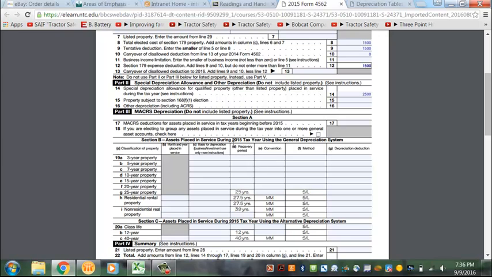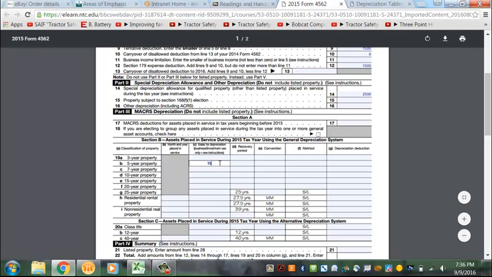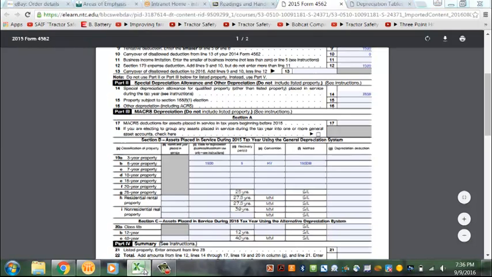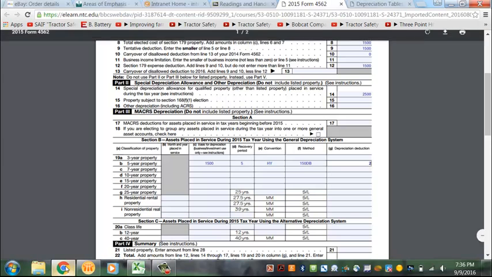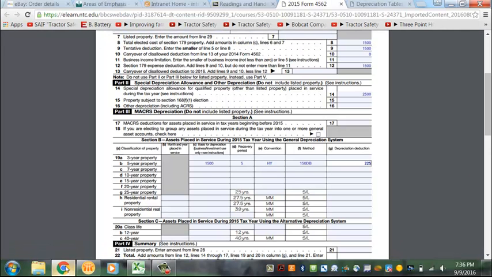We then need to move down to our regular depreciation, and we need to account for the rest of things. So we are going to go to our 5-year property. We have our dairy cows that had the $1,500 basis for depreciation after we took 6 of them times the 250. We have a recovery period of 5 years. Our convention this time is half year. Our method is still 150 DB, 150 declining balance, and our depreciation deduction, if we go back, we remember we're taking $225 of a deduction. So 225 there.